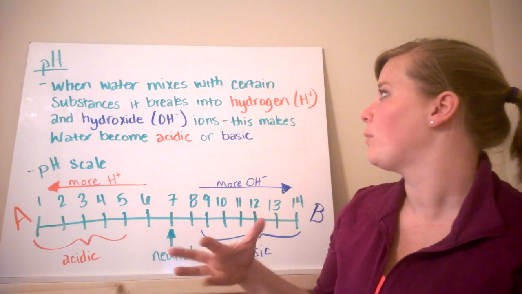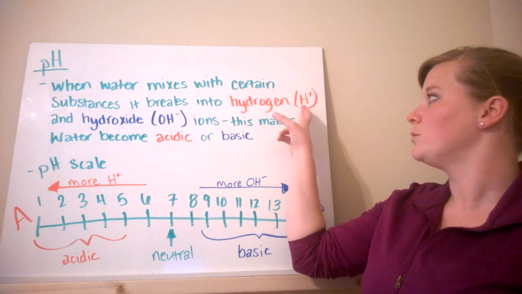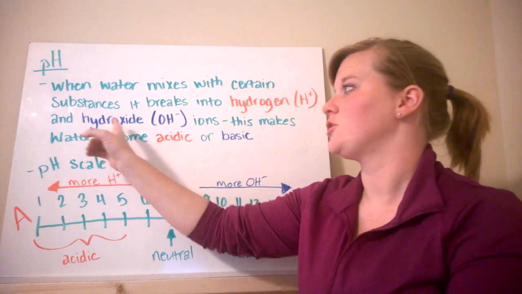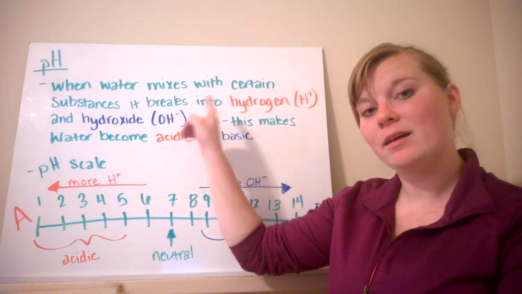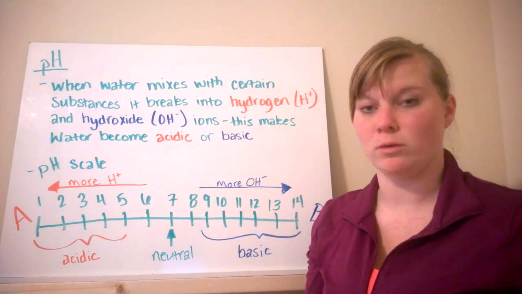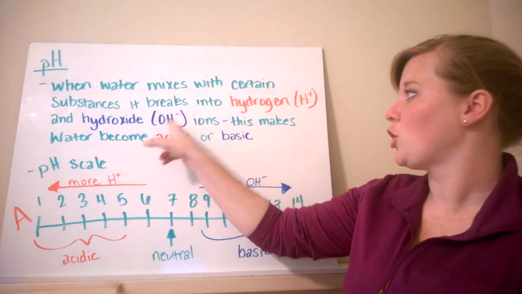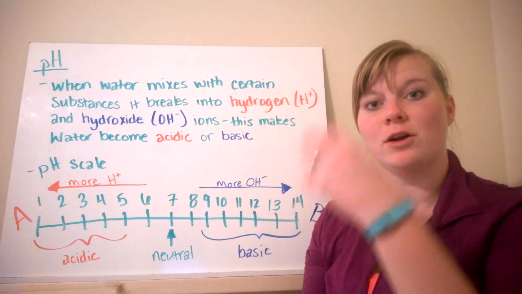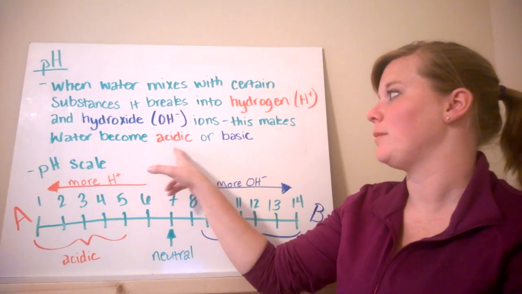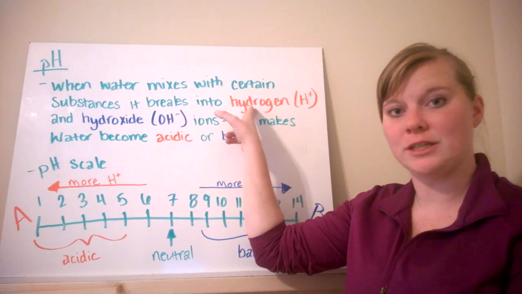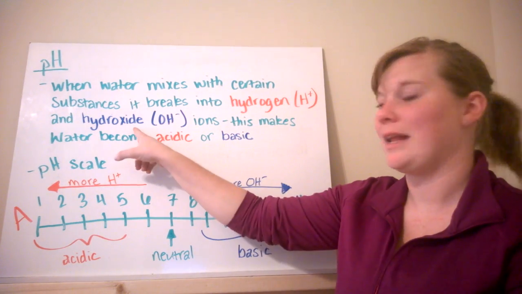And when it breaks apart, it's going to break into separate hydrogen, which is H plus, or hydroxide, which is OH minus ions. So remember, an ion is just a charged molecule. So it's going to break into these charged molecules, these ions of either hydrogen or hydroxide. Now, this makes water become either acidic if it's adding hydrogen or basic if it's adding hydroxide.